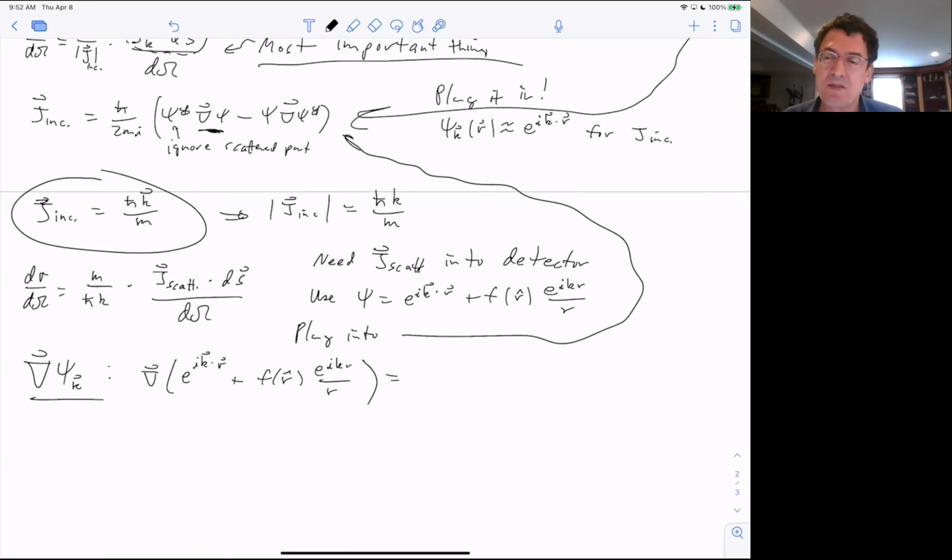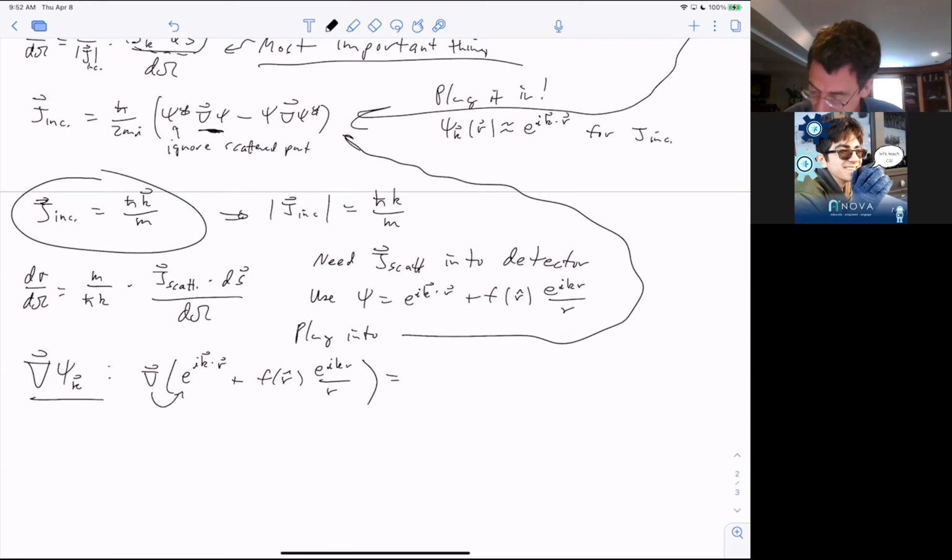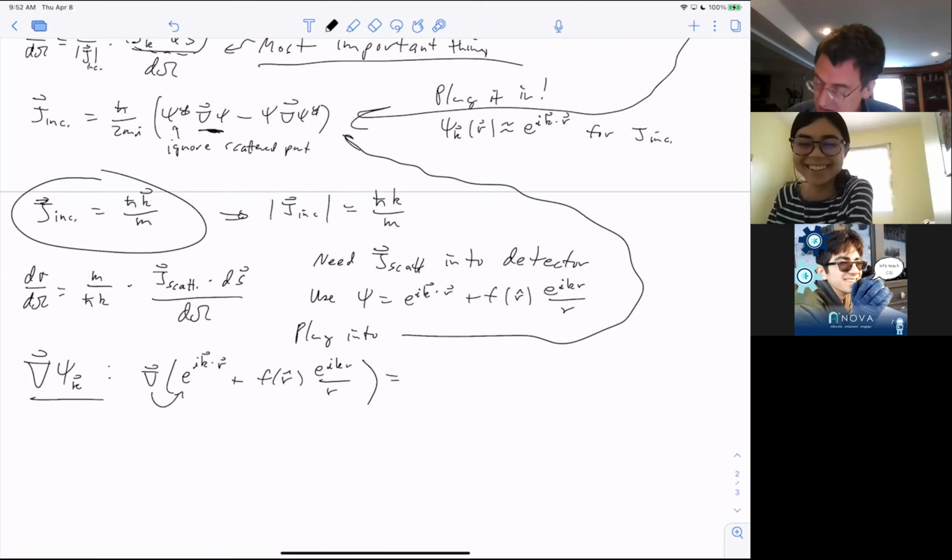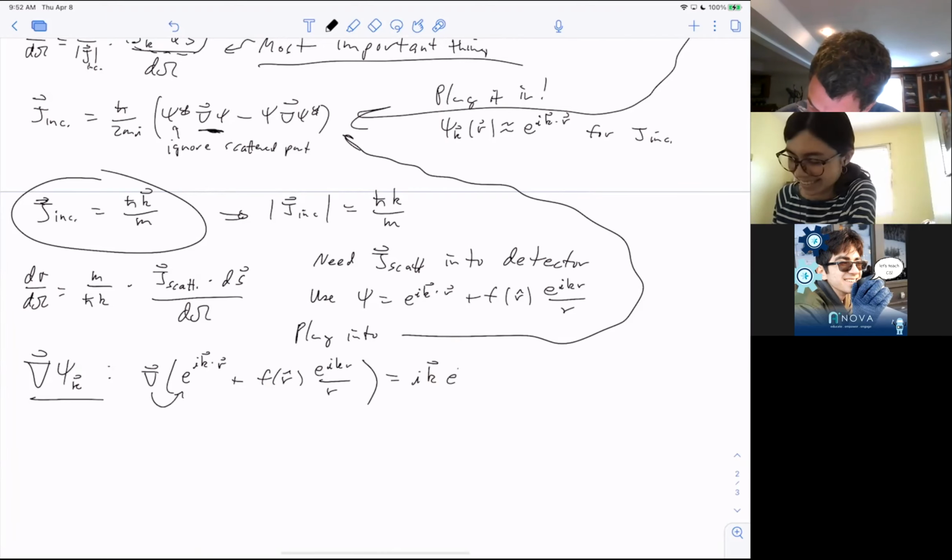This is why we like plane waves, because the math is simple. What happens when the gradient hits that plane wave? Is it just ik times... oh, sorry. No, go ahead. That's right. It's just ik times the plane wave.